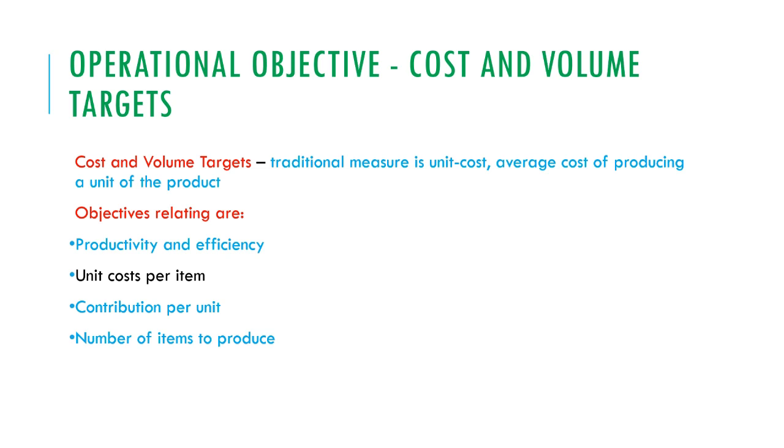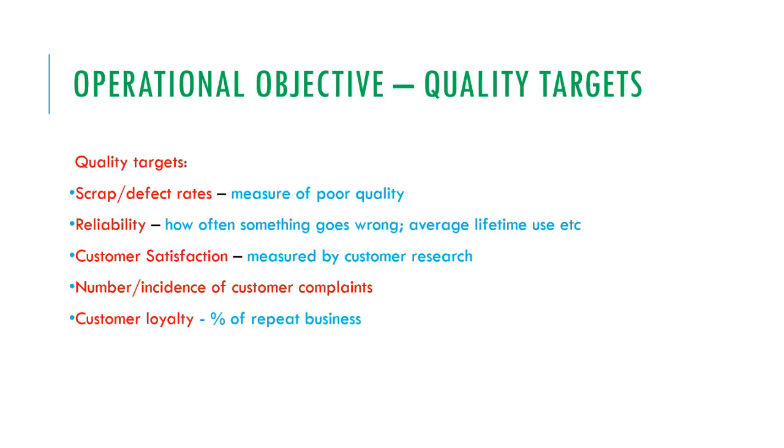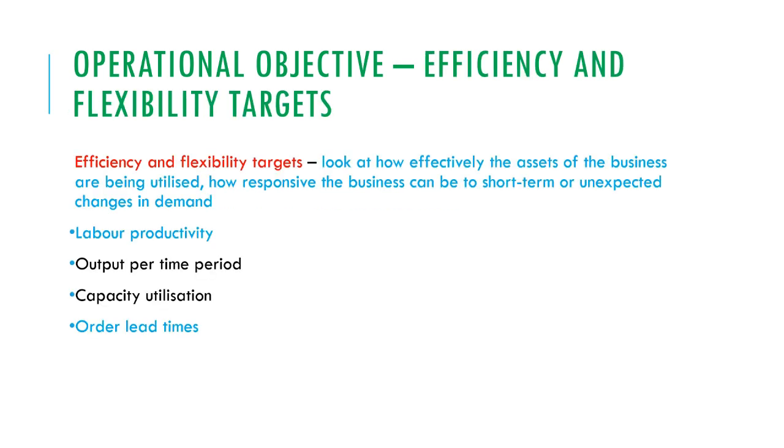So operational objectives, cost and volume targets. Cost and volume targets are a traditional measure in unit cost, with the average cost of producing a unit of the product. Objectives relating to it are productivity and efficiency, unit cost per item, contribution per unit, and the number of items to produce. Then we have quality targets, such as scrap and defect rates, which are a measure of poor quality. Reliability, which is how often something goes wrong and average lifetime use, etc. Then you have customer satisfaction, which is measured by customer research and the number of incidents of customer complaints. Finally, customer loyalty, which is the percentage of repeat business.